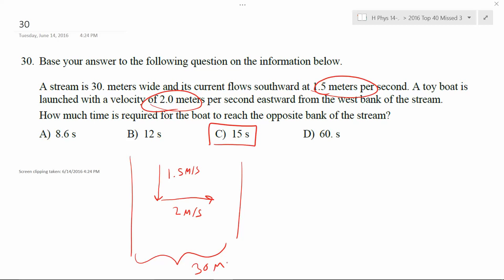If you're in a speedboat going 100 miles an hour down the river, it's not going to make you go across any faster, although it will make you go much faster down the river. So this is an independence of components thing. So the only component we care about is the 2 meters per second that's sideways. So since velocity is distance over time, time is going to be distance over velocity, or displacement technically, but that distance is 30 meters divided by 2 meters per second, which gives you 15 seconds.